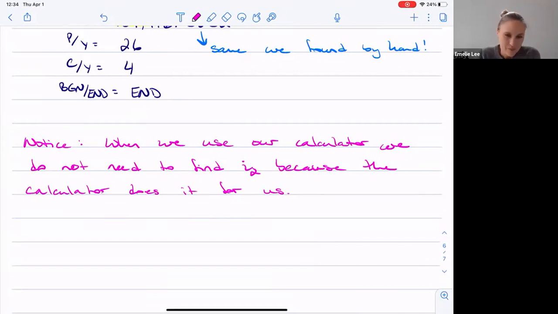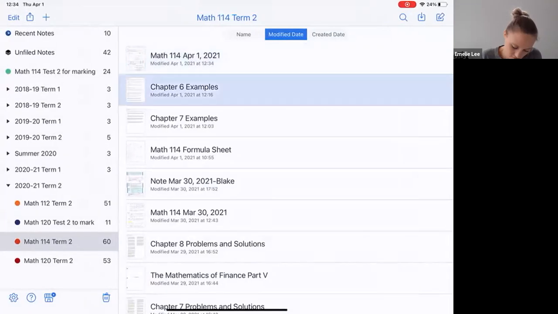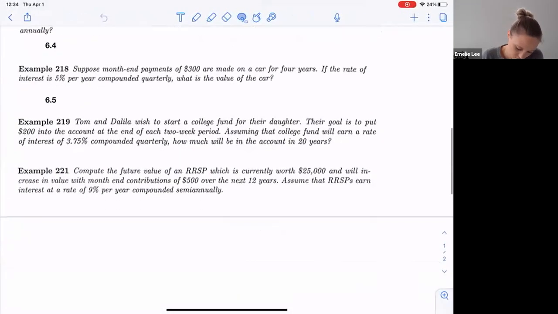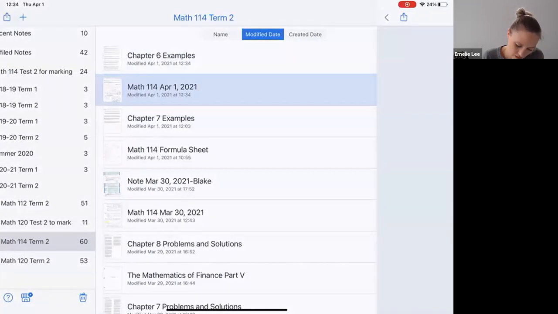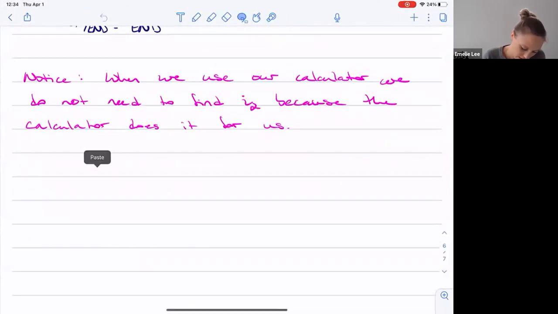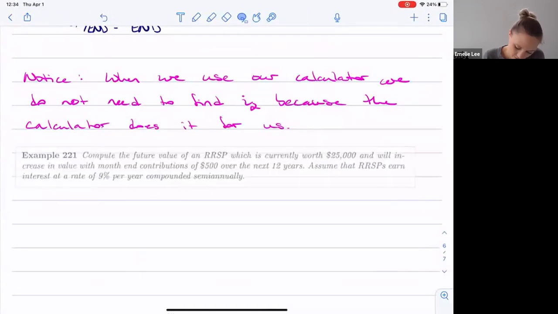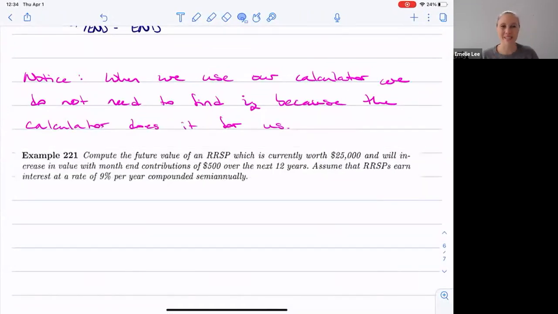Okay. How about we do an example where we only use the calculator? This is going to be one of those where we start with some amount in the account. So we need to kind of keep track of what that means.